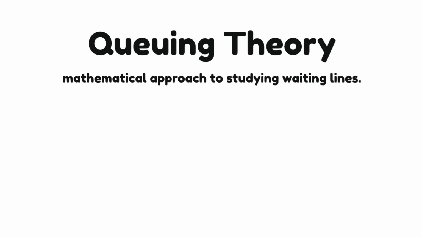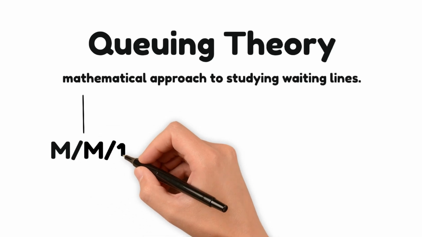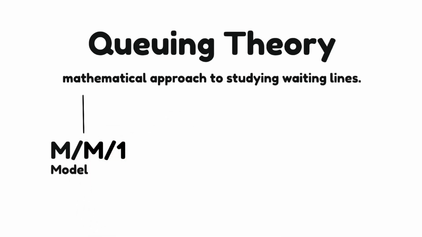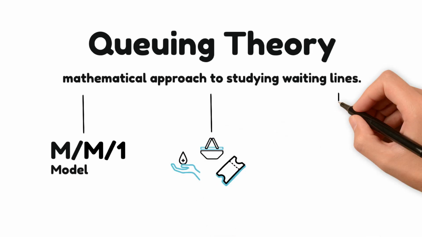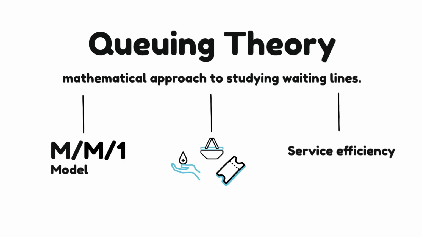To sum up, queuing theory provides a mathematical approach to studying waiting lines. Today, we covered some basic terms and the fundamental M/M/1 model, which represents single server systems. Queuing models are crucial in various industries, including retail, healthcare, and transportation, as they enable more efficient service delivery.